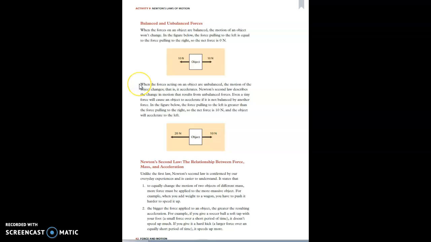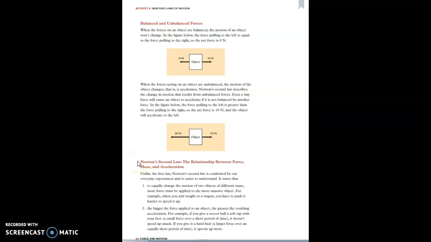When the forces acting on an object are unbalanced, the motion of the object changes. That is, it accelerates. Newton's second law describes the change in motion that results from unbalanced forces. Even a tiny force will cause an object to accelerate if it is not balanced by another force. In the figure below, the force pulling to the left is greater than the force pulling to the right, so the net force is 10 N, and N stands for newtons, the unit of force, and the object will accelerate to the left.